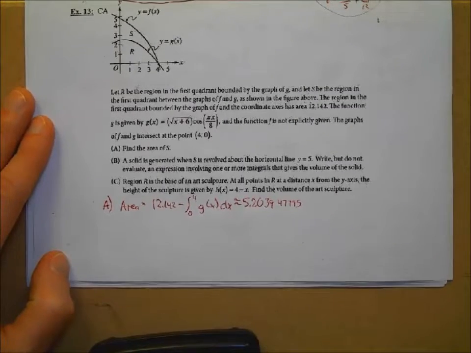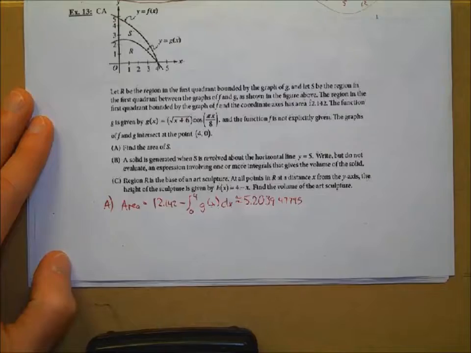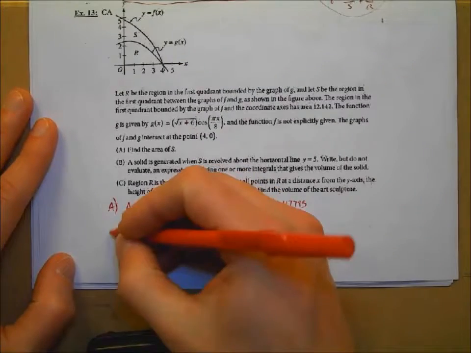The AP reader will just cut off after the third decimal place there, and so you can let them decide whether they want to round or not. But there's your answer. Okay. Questions on A?